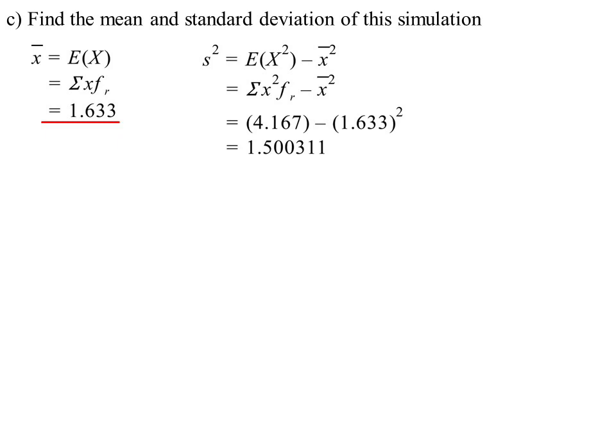So we end up with 1.500311. So there's my deviation, 1.22. It would be nice if it was exactly the same as the theoretical probability, but remember what should happen, the more times you do a trial, the closer and closer the results will get to the theoretical probability.